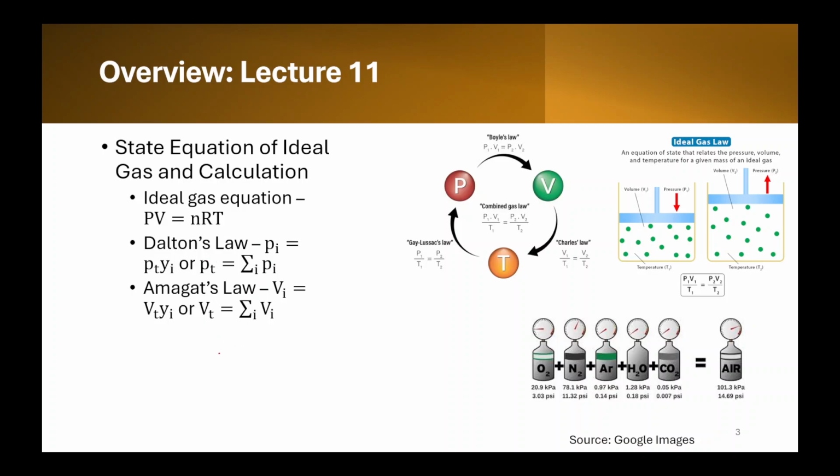Next, we studied Dalton's law. Dalton's law tells us that the summation of the partial pressures of all the constituent gases of a mixture gives us the total pressure, which is illustrated using this schematic. If we add all these partial pressures, we get the total pressure of the air. All these are the constituents of the air: oxygen, nitrogen, argon, water vapor, carbon dioxide. And the same goes for Amagat's law: the summation of the partial volumes of all the gas constituents in a mixture gives us the total volume.